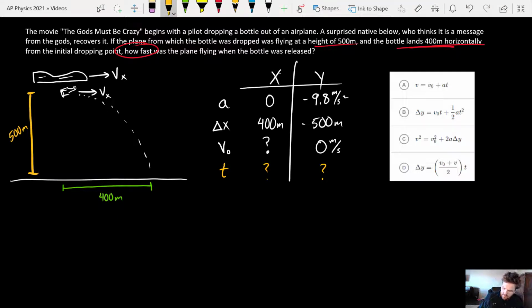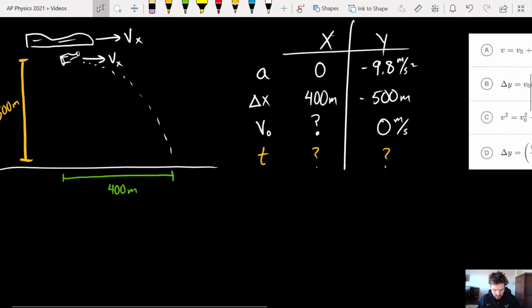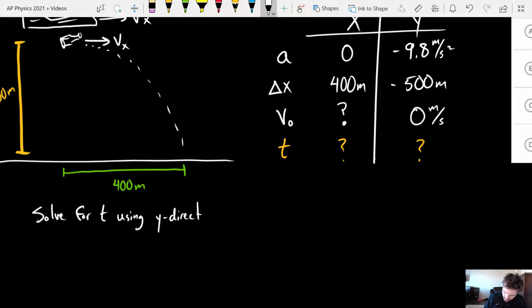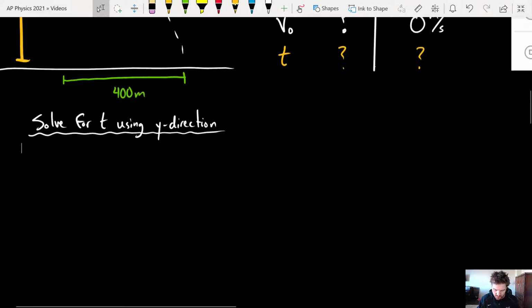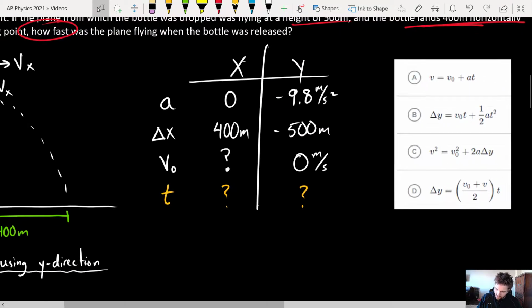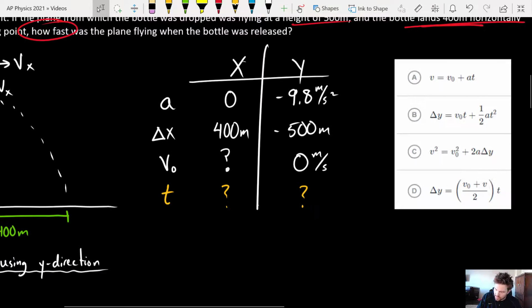So let's do that. Let's zoom in a little bit. Solve for time using the y direction. I'm going to scroll down just a little bit. So I need to pick out of all these y values which equation I'm going to use to solve for this. I need an equation that has all 4 of these variables in it, and that's going to be my second equation right there.